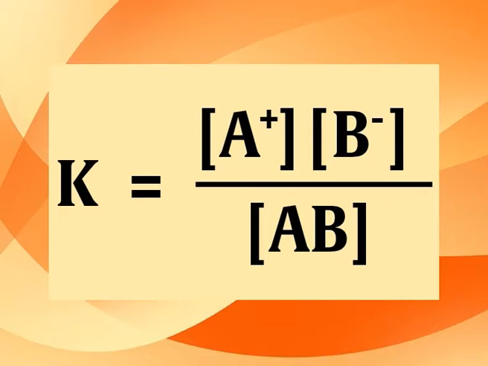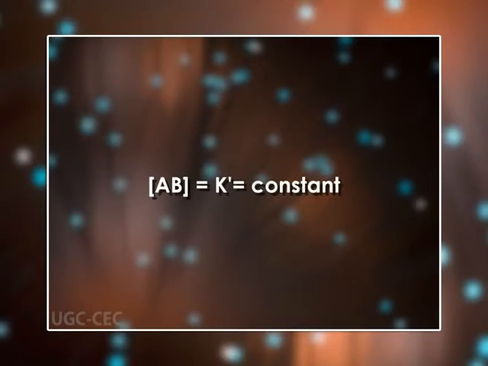Thus, applying the law of mass action to the equilibrium, we have K, that is the equilibrium constant, equal to the multiplication of the concentrations of A positive ion and B negative ion divided by the concentration of the dissolved solute AB. Since the solution is saturated, the concentration of unionized molecules of the electrolyte is constant at a particular temperature. That is, the concentration of AB is equal to K dash, which is a constant.